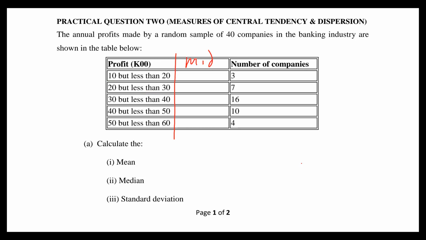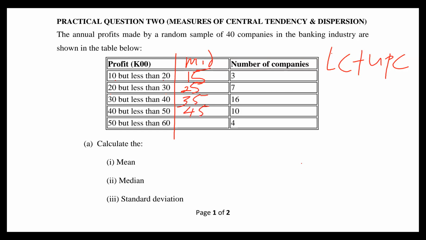The midpoint is found by adding, what are you adding? You're adding the lower class boundary plus the upper class boundary. So let's add. 10 plus 20 is 30, divided by 2, giving us 15. And 20 plus 30 is 50, divided by 2, giving us 25. Then 30 plus 40 is 70, giving us 35. And this will be 45.